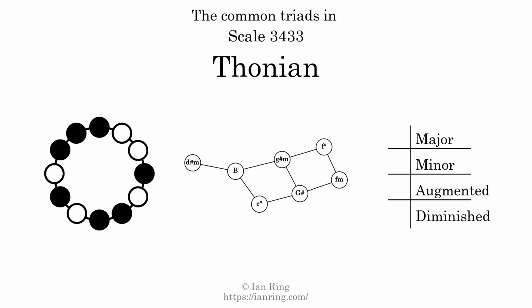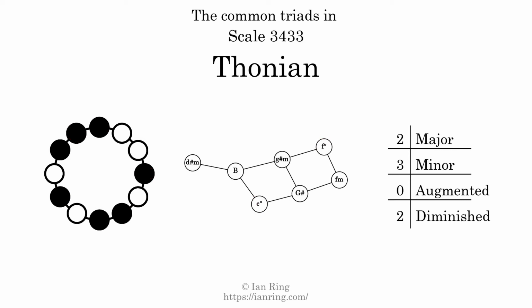Here are the common triads present in this scale. The diagram in the center is a graph of parsimonious voice leading between triads. There are 2 major triads. There are 3 minor triads. There are no augmented triads. There are 2 diminished triads.